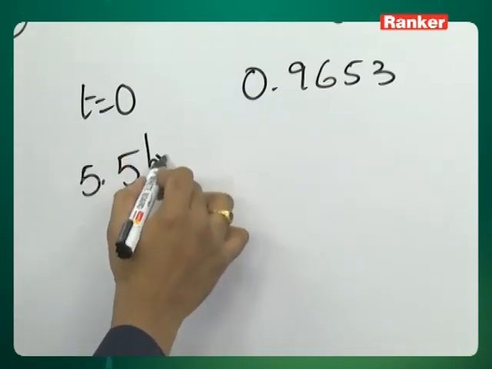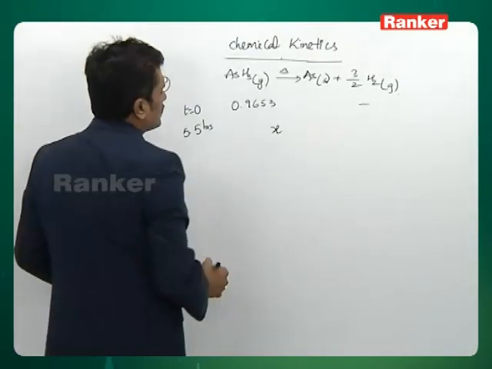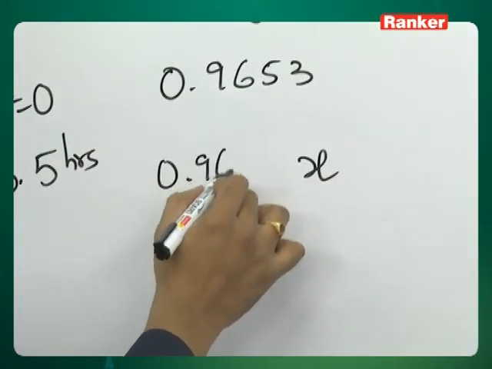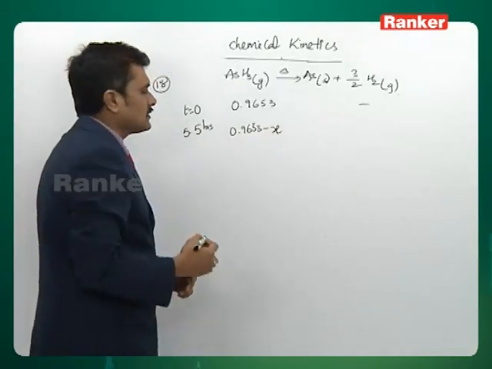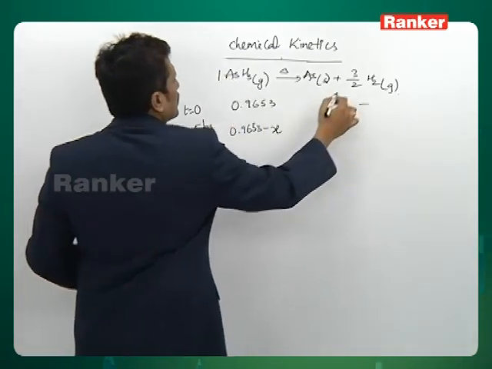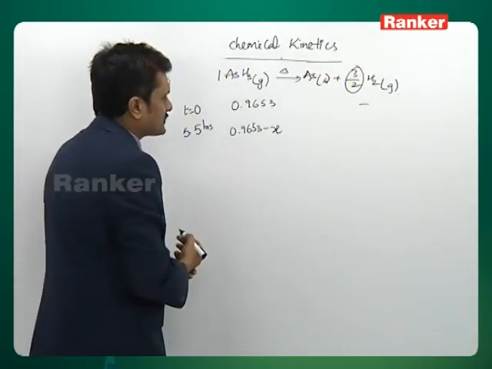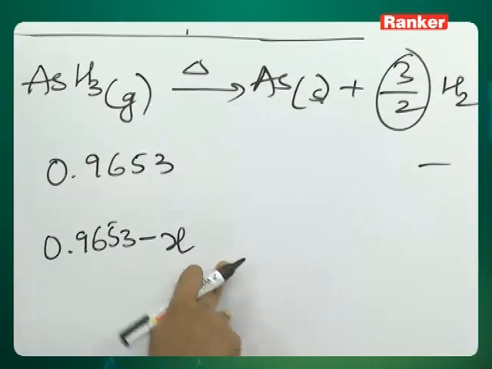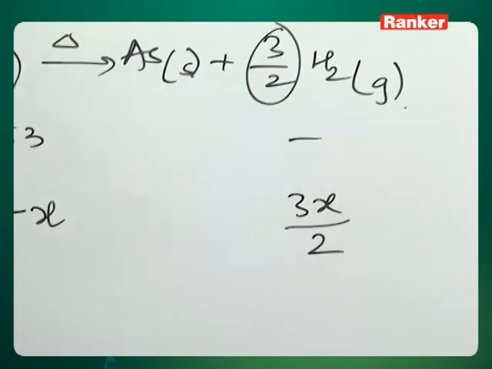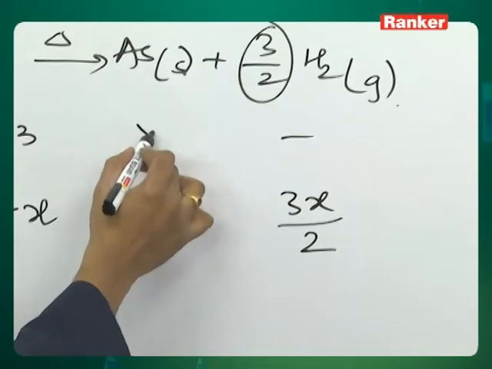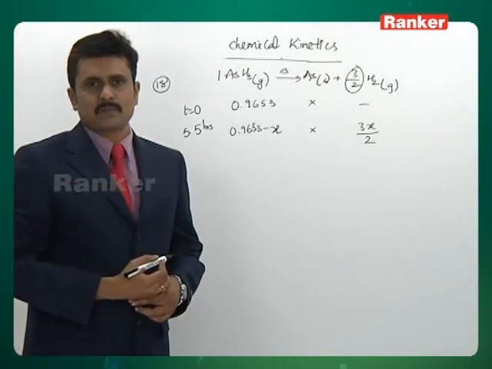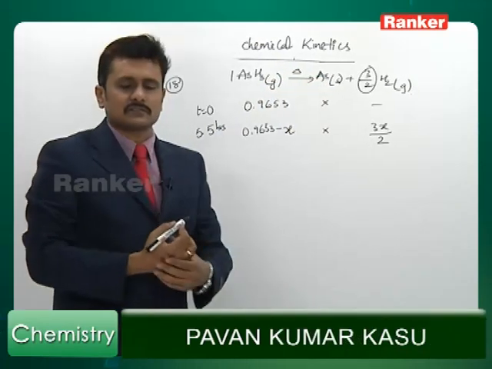hours, let's assume that the pressure of arsine decomposed is X atm, then the remaining will be 0.9653 minus X. Now for every 1 mole we are getting 3/2 mole of H2, hence decomposition of X atm pressure will fetch you 3X/2 atmosphere of H2. We are not concerned about arsenic here because the vapor pressure of arsenic is negligible, as it is present in the solid phase.